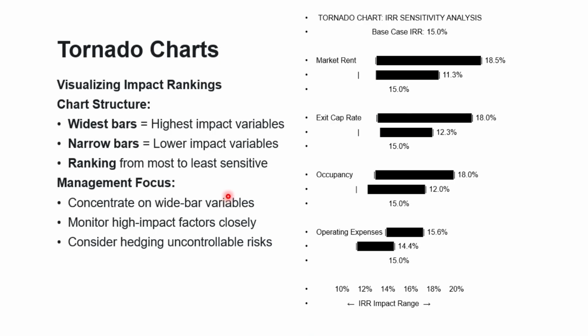Then we go to the tornado charts. This is your visual guide to risk prioritization. It's called a tornado chart because the widest bar at the top creates a tornado-like shape. Reading this chart is basically straightforward. Widest bars represent the highest impact variables. These are your primary risks. Narrow bars represent lower impact variables. The ranking goes from most to least sensitive.